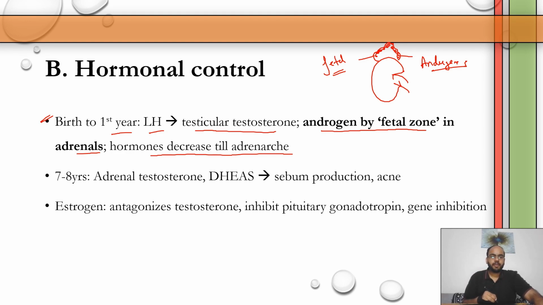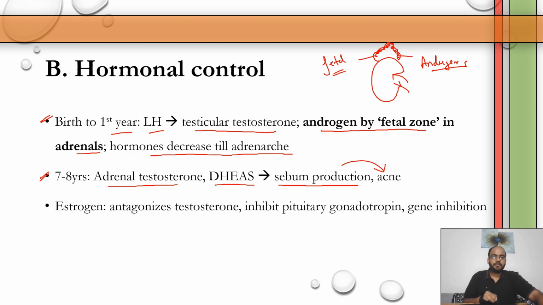Okay. At the age of 7 to 8 years, when you start to develop adrenarche or the maturation of the hormones, the adrenal testosterone and DHEAS, which is dehydroepiandrosterone sulfate, is responsible for sebum production and will eventually lead to acne. So that is the age at which acne will start, 7 to 8 years of age, because of maturation of adrenals.